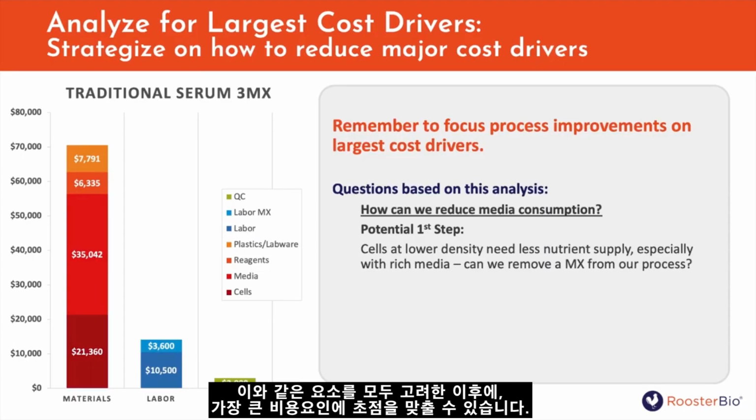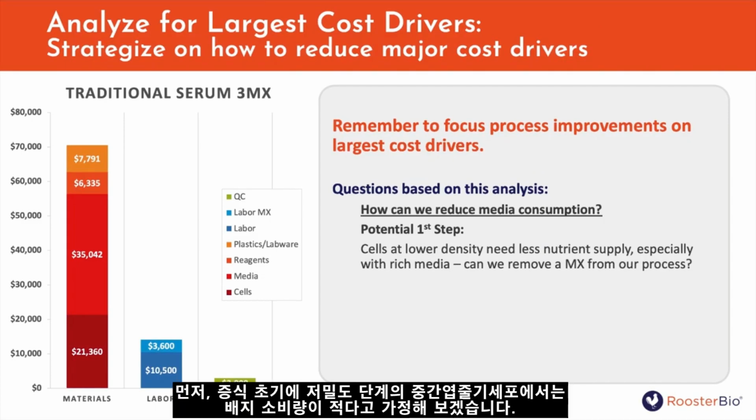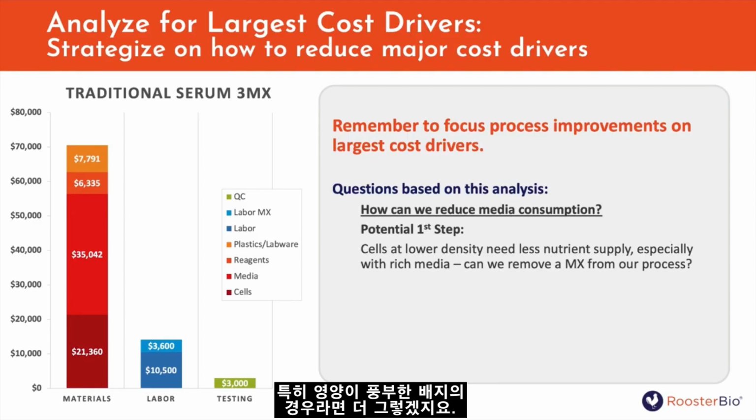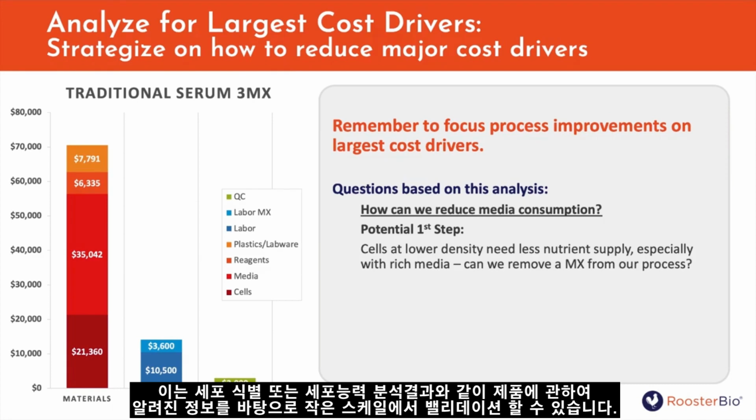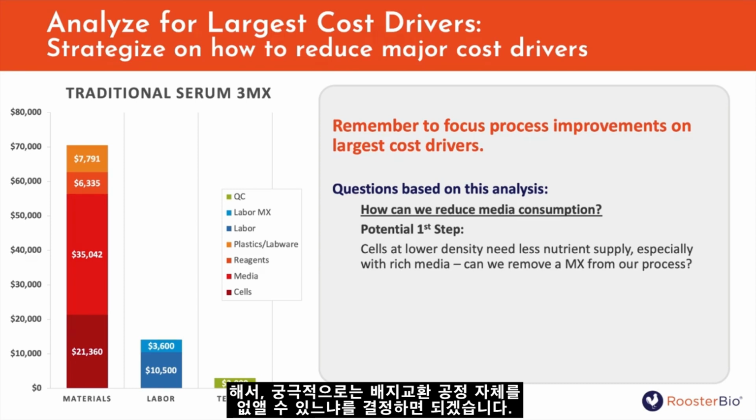At the end of this analysis, focus can be turned to our largest cost drivers, which in this case is media consumption. As a first step, we hypothesized that MSCs at lower density potentially need less media early on during expansion, which can be especially true with a rich supplemented media. As an aside, this can be validated at small scale using our product knowledge, such as cell identity or potency assays for comparability, comparing these process changes in T225 or smaller scale flasks. Ultimately, the question is, can we remove a media exchange from our process?